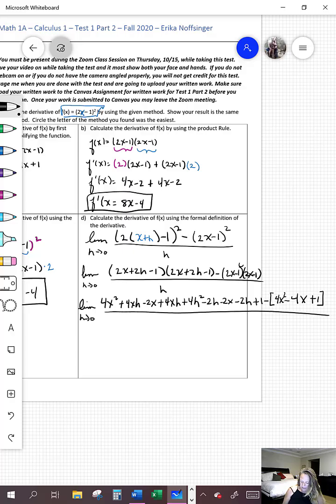All over h. So we're going to want to go in and distribute that negative inside the bracket and combine like terms. And so when we do that, we get the limit as h is approaching 0. So we have a 4x squared. When we distribute this negative, we have a minus 4x squared. Those cancel. We have a 4xh plus a 4xh. That's an 8xh.